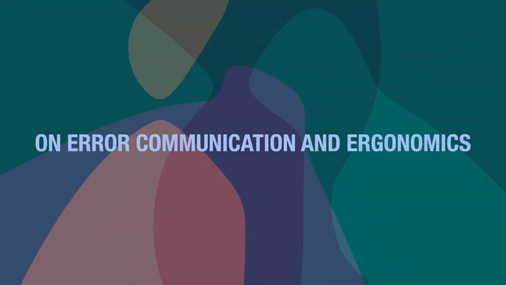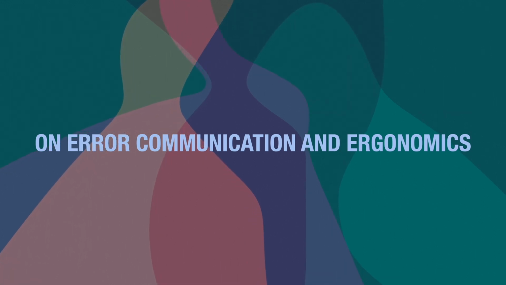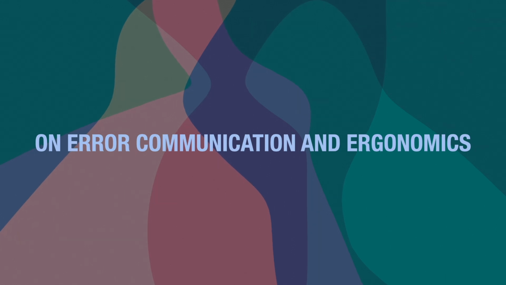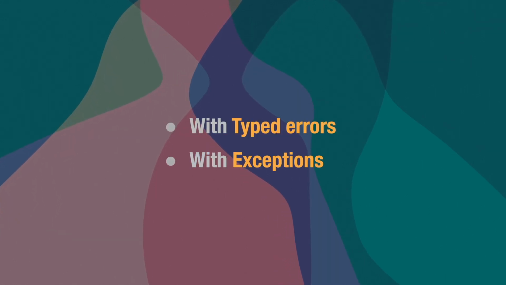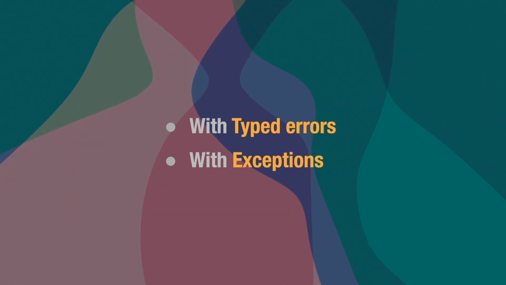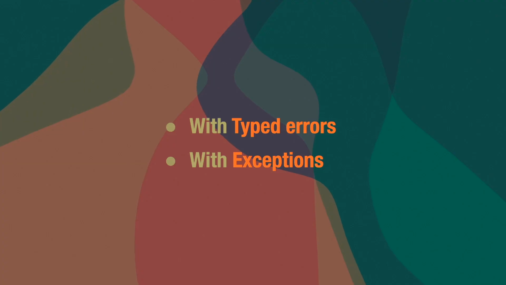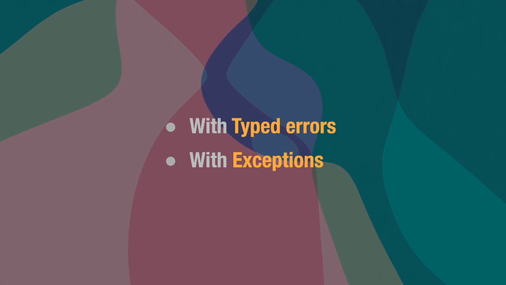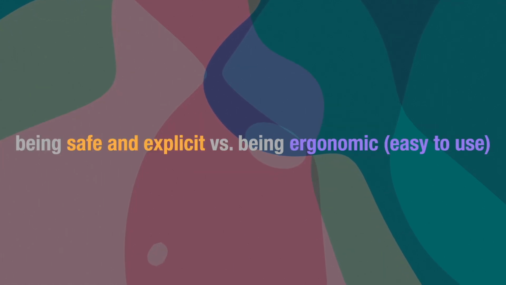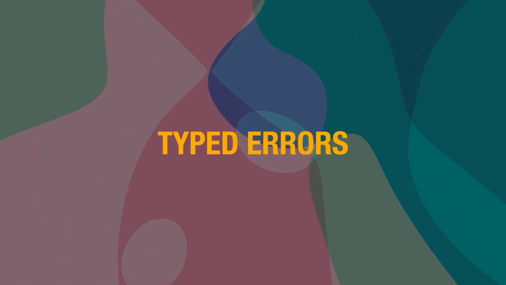All of this in mind, the next question is, how do we encode or model errors in the code? It certainly differs from language to language, but there are two main ways. With typed errors, when we use proper types and values to model errors, and with exceptions, when errors don't appear in the types and we use a built-in exception mechanism. This is not really standardized terminology, just something we use here for convenience and labeling. There are different variations and syntaxes around these techniques. But it mainly comes down to the trade-off between being safe and explicit versus being ergonomic, easy to use. Let's see what that means.